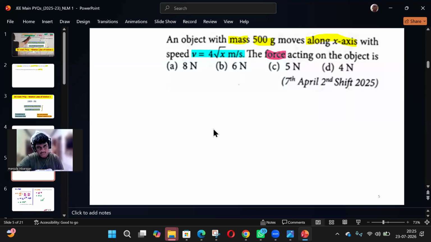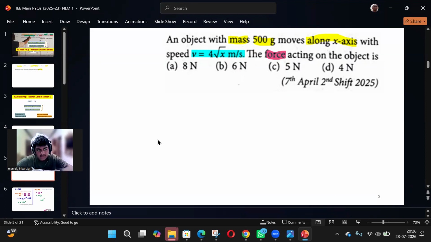So we can solve some questions if you don't have any doubts. Try this one. The force and mass are given. Mass in kg we have to convert. Write 5 into 10 to the power minus 1 into 4 root x is equal to F. Delta p, momentum equals m into v, along the x-axis.